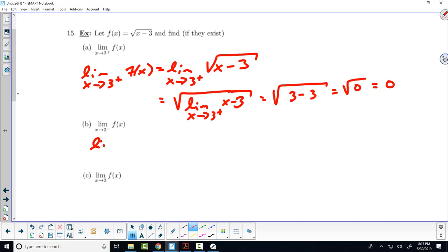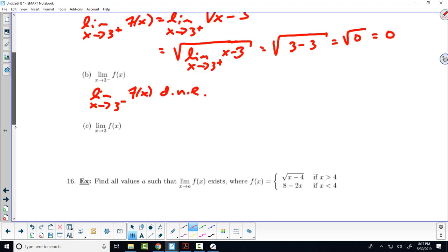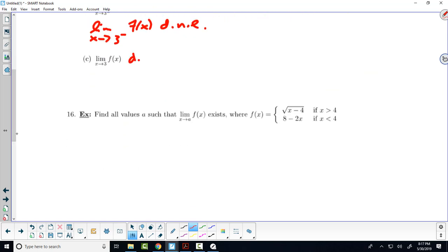The limit as x approaches 3 from the left of f of x does not exist. Somebody explain that to me. Exactly. So what's the limit proper? It does not exist either. How come? Because the left-hand limit doesn't equal the right-hand limit, because it doesn't even make sense to talk about the left-hand limit equaling something because it doesn't exist.